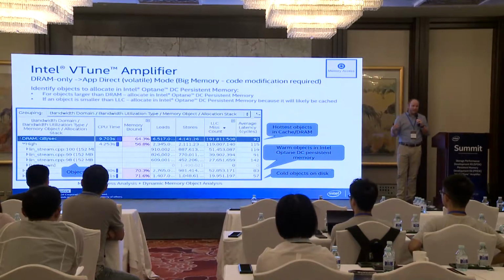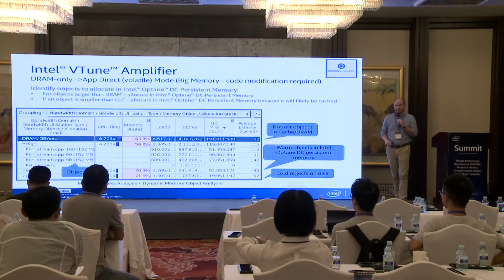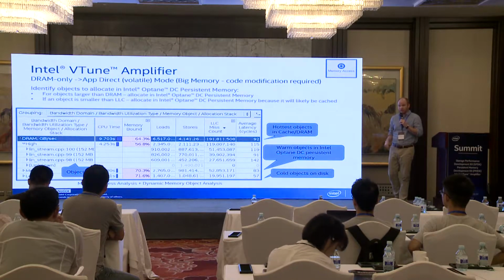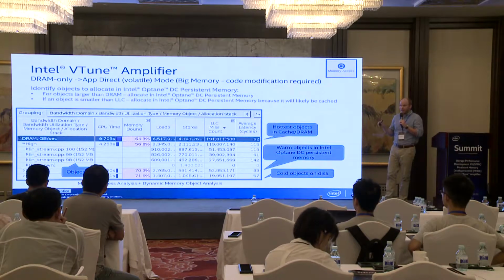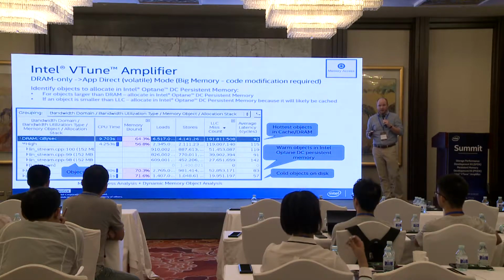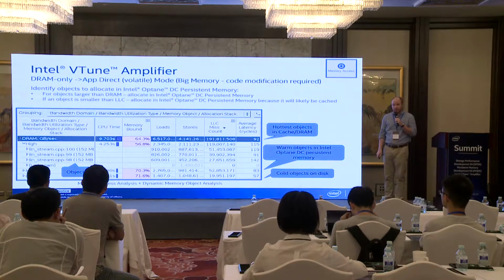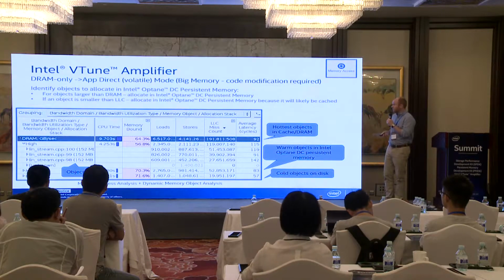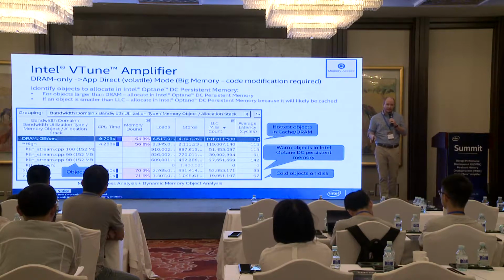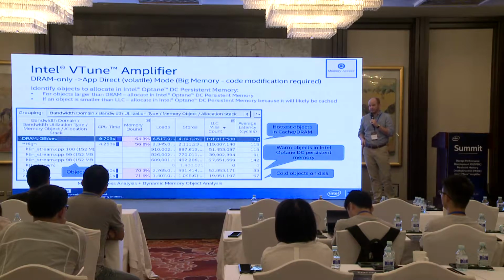So memory mode is the easiest mode to use. It's totally transparent to the software developers. They don't need to change anything, and automatically they see a large amount of memory available on the system. But it isn't always the mode that gets you the best performance. If you really care about getting the best performance, you may need to investigate what's called App Direct mode. In App Direct mode, the user has to manually specify which objects get allocated in DRAM and which objects get allocated in Optane DC persistent memory.